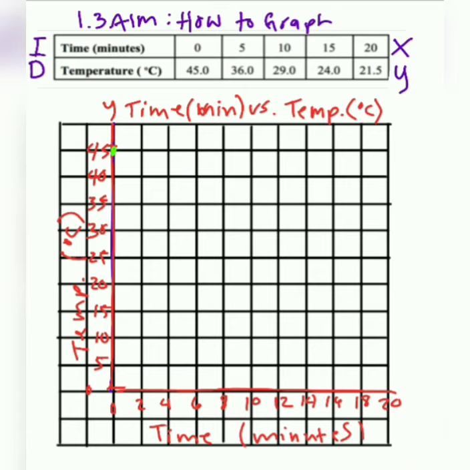So our next time is 5 minutes. I have 4 minutes and 6 minutes. 5 minutes is going to fall somewhere in between. I like to mark and show where I should go so I don't lose my spot. Then we need 36 degrees Celsius.